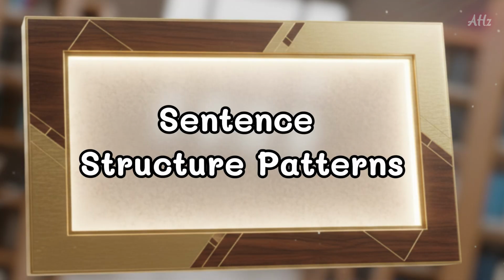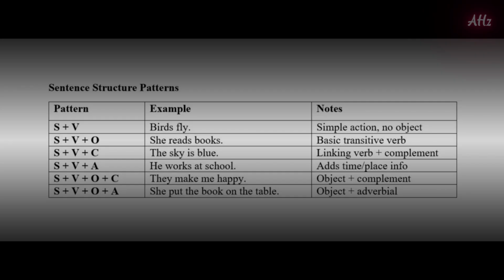Sentence structure patterns. Pattern: S plus V. Example: Birds fly. Notes: simple action, no object. Pattern: S plus V plus O. Example: She reads books. Notes: basic transitive verb. Pattern: S plus V plus C. Example: The sky is blue. Notes: linking verb plus complement.